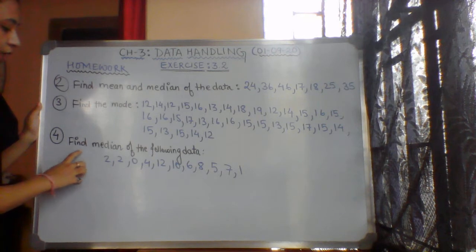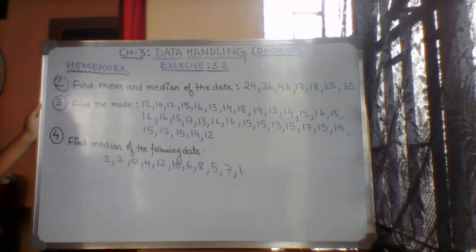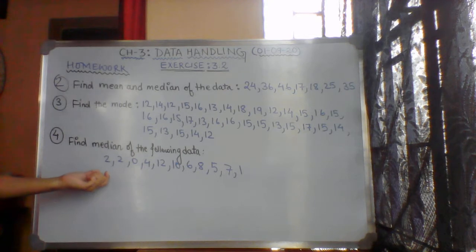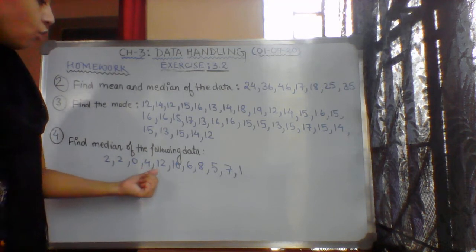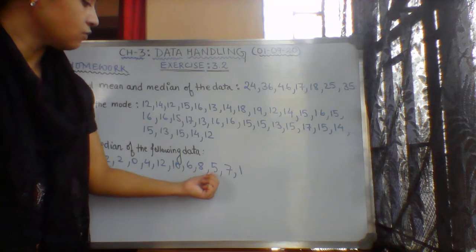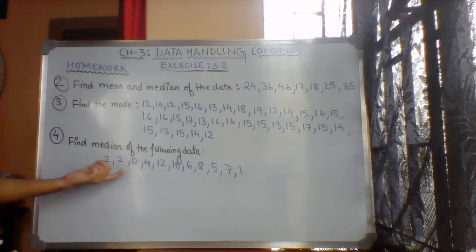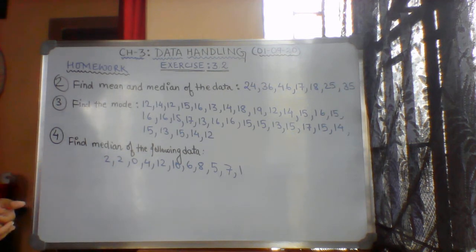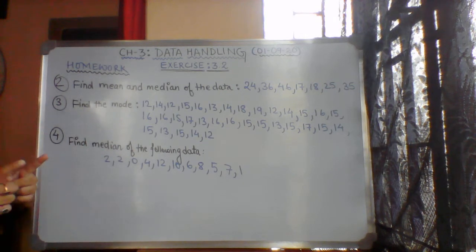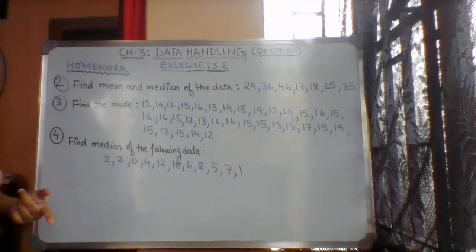Now fourth question, find the median of the following data. Only you have to find the median. The data is 2, 2, 0, 4, 12, 10, 6, 8, 5, 7, 1. Obviously it is not written how many observations there are, so you have to count them, and then only you can get the median. Be careful. First step, we have to arrange the data in ascending or descending order. This is a short data, so we can easily arrange it.